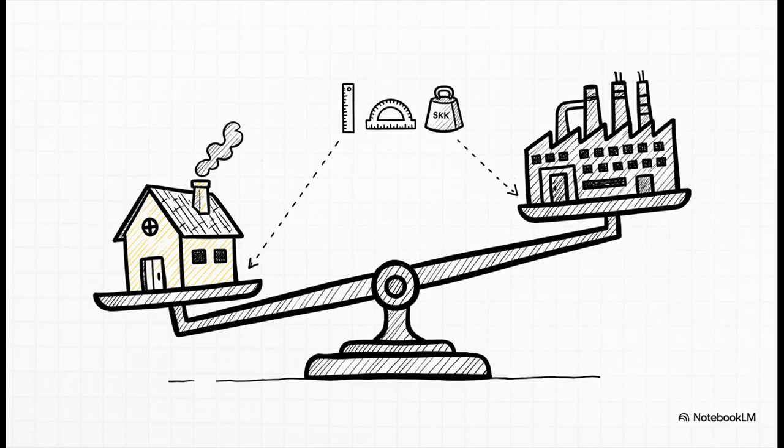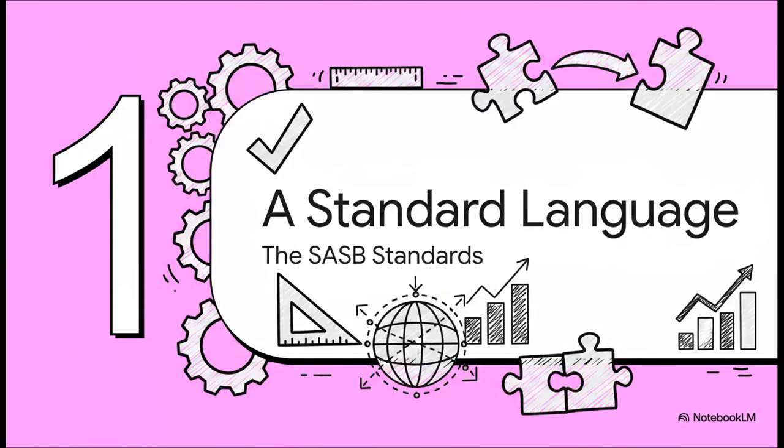But what if there was a framework, a kind of common language that could level that playing field? A system that was literally designed to help us make these kinds of meaningful comparisons? Well, guess what? There is. And that standard language comes from the Sustainability Accounting Standards Board, or SASB for short. You can think of them as the people who created a universal toolkit for measuring a company's impact.